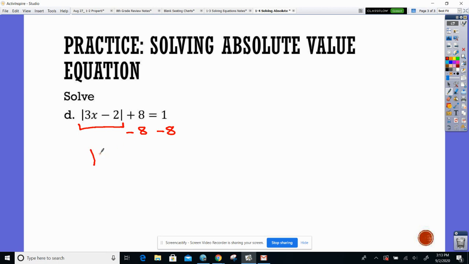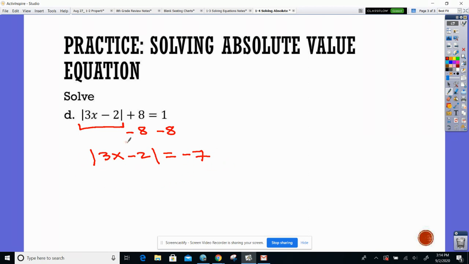So this leaves me with the absolute value of 3x minus 2 equal to 1 minus 8. That's going to give me a -7. But I want to stop right here and think about this for a second. Can the absolute value equal a negative number? Okay. Absolute value is the distance from 0. Distance can't be negative. Therefore, absolute value can't be negative.